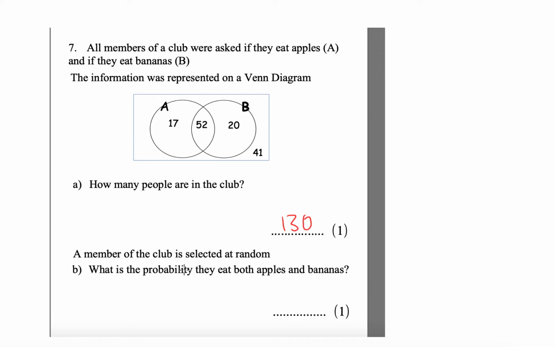A member of the club is selected at random. What is the probability they eat both apples and bananas? Okay, so the people who eat apples and bananas are in this part of the Venn diagram. They're in the apple circle and they're in the banana circle. So it's 52 people out of 130, which should simplify to, I believe, 26 out of 65. Yes, 26 out of 65. Okay, let's have a look at the next one.